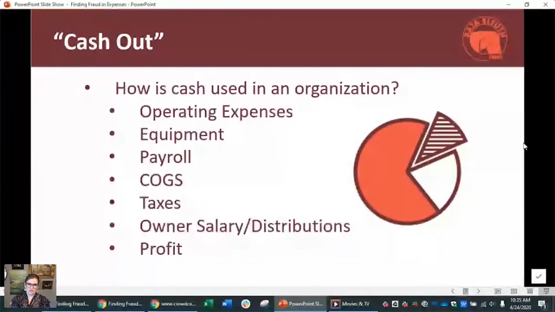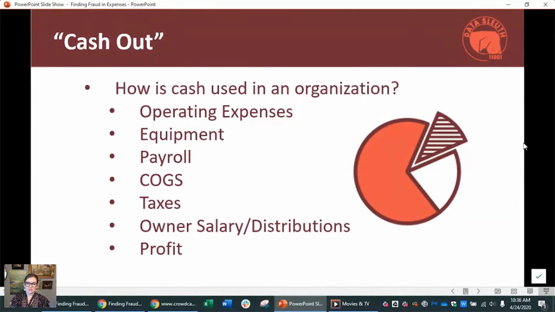How is cash used in an organization? We have operating expenses. So if we understand what the operating expenses are of a company, for me, that's rent, some internet, a telephone, right? So it's pretty small. In another organization, it could be something much larger. They might buy equipment. They are going to pay payroll, more than likely. We have cost of goods sold. So are they manufacturing? Are they creating widgets or different things? And then what are all the costs that go into creating that? Sometimes we're going to pay taxes. Hopefully the owner has a salary or distributions, and hopefully there is profit.